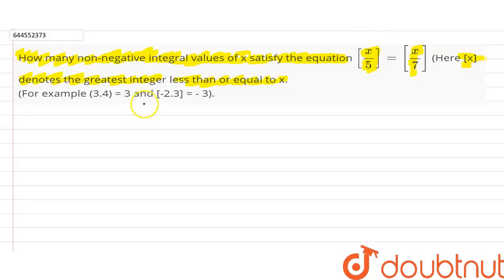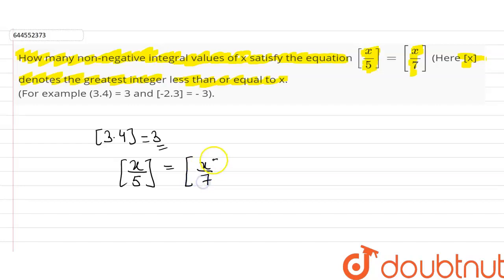By greatest integer function we mean that the greatest integer value of 3.4 is 3. It will give only the integer part. So the equation given to us is greatest integer of x upon 5 equal to greatest integer of x upon 7.